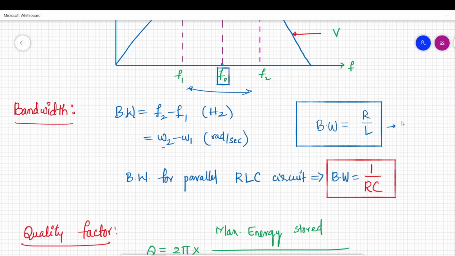This is for series RLC, this is for parallel RLC. Okay, so you need to remember these things.